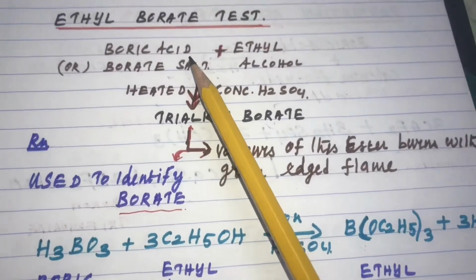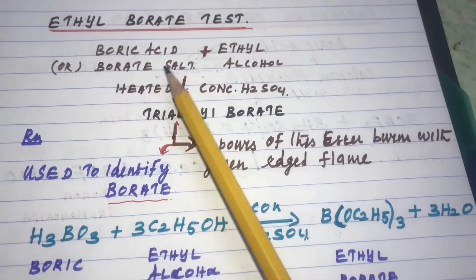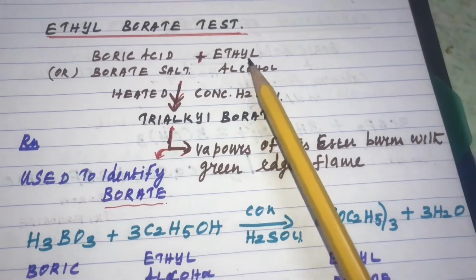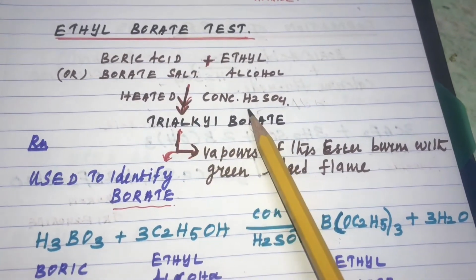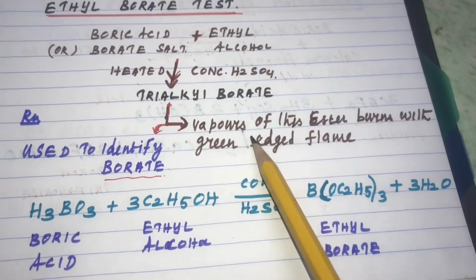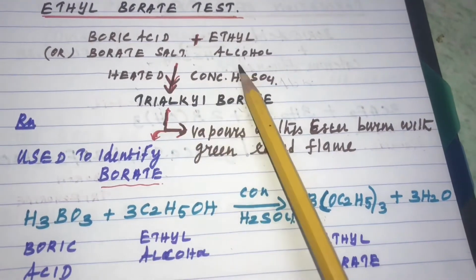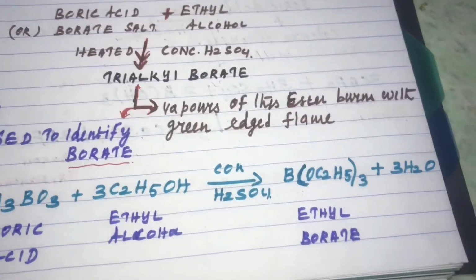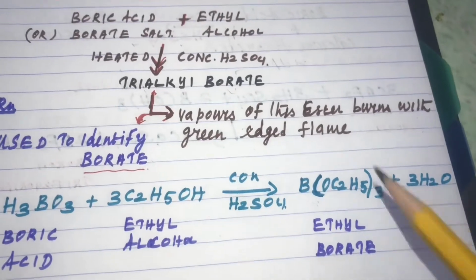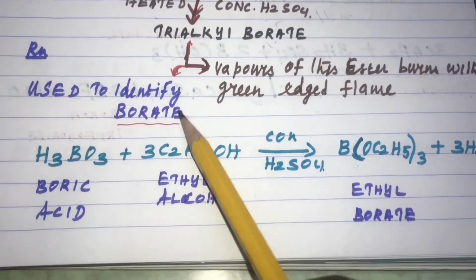Memorize: boric acid or a borate salt is heated with ethyl alcohol in the presence of concentrated sulfuric acid, forming trialkyl borate. The vapors of this ester burn with a green edged flame, and that green edged flame is used to identify borate.